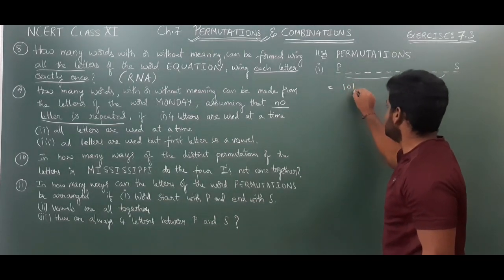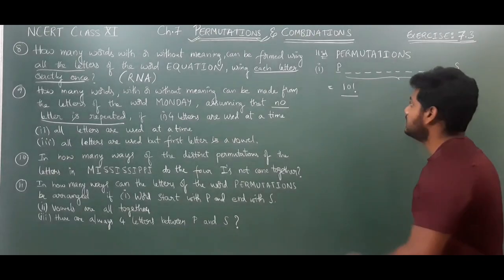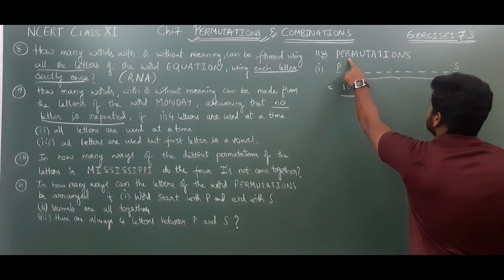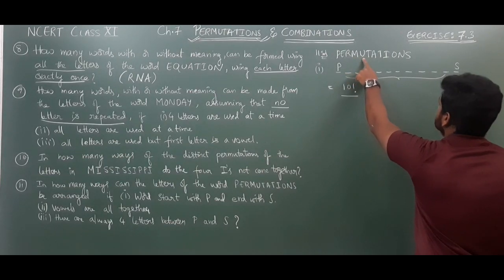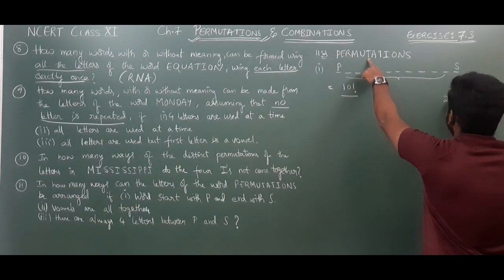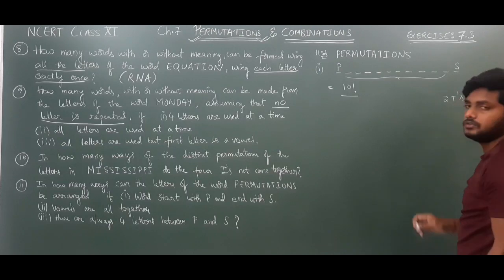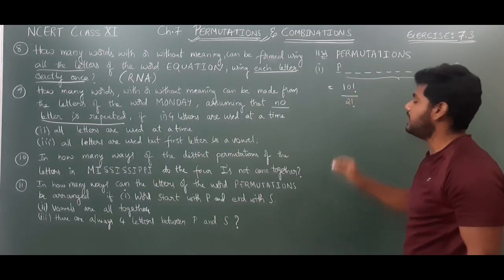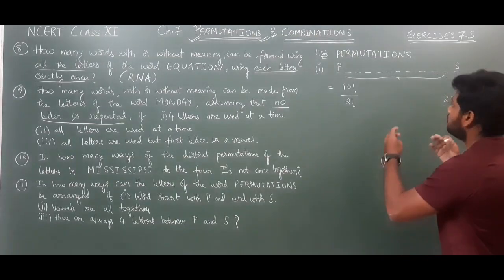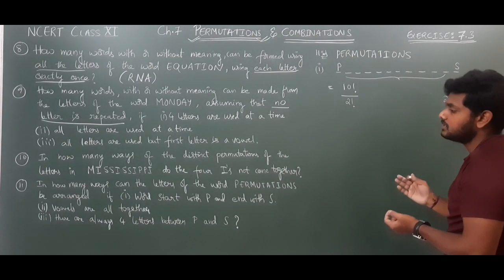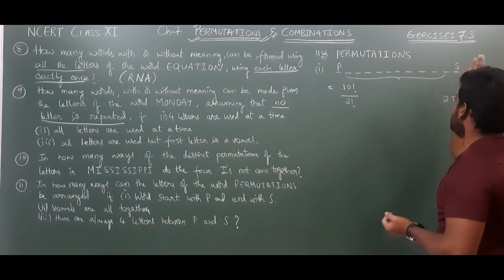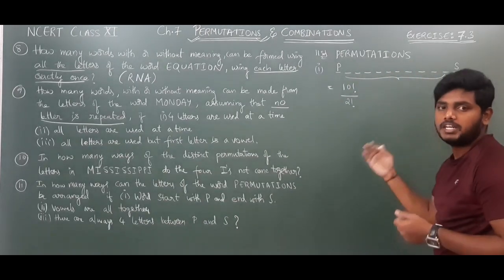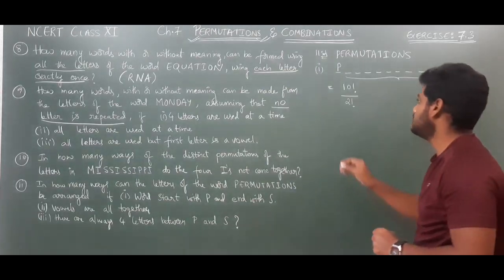So 10 factorial divided by. Are there any repeated letters? Check. Yes, 2 T's are there. Therefore, 10 factorial by 2 factorial. That's it. So the number of permutations of the word permutations where words start with P and end with S is 10 factorial by 2 factorial. That many number of ways we can form.